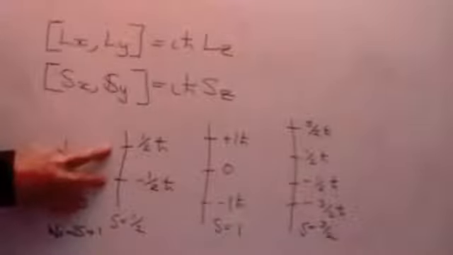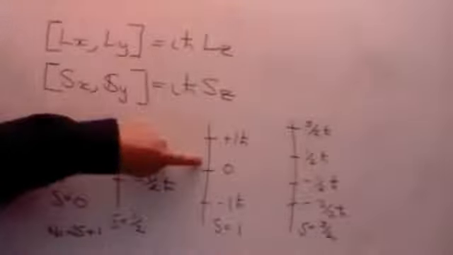And you will also notice that the number of states is given by the value of s: 2 times the value of s plus 1. So in this case, s is 0, so 2s plus 1 is 1, there's 1 state. Here, the value of s is a half, 2s is 1 plus 1 is 2, there's 2 states. Here, 2s plus 1 is 3, there's 3 states.